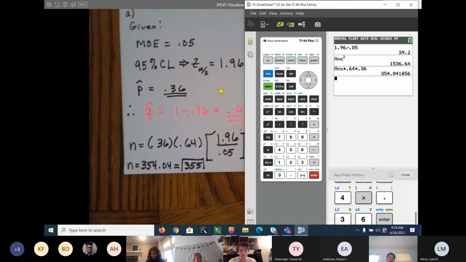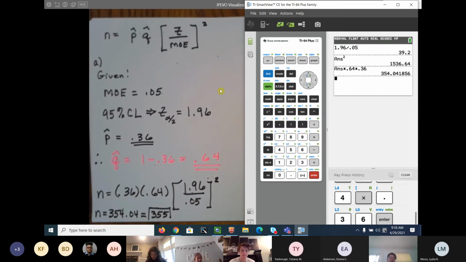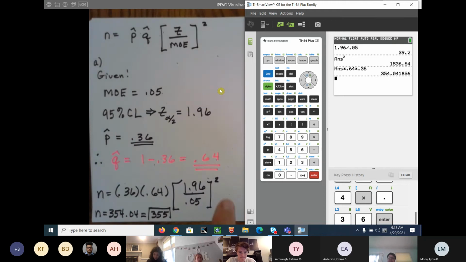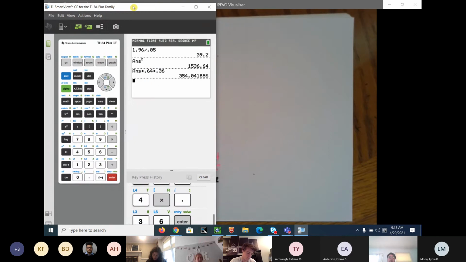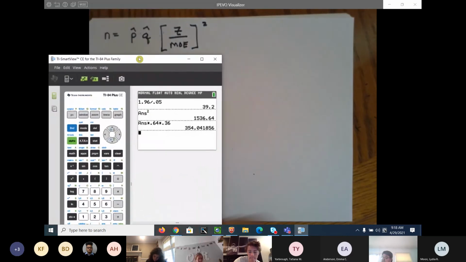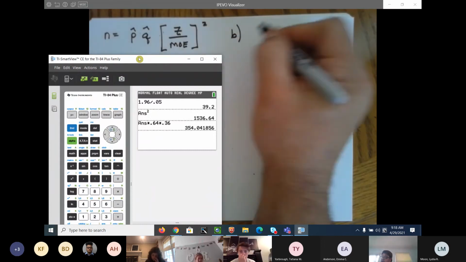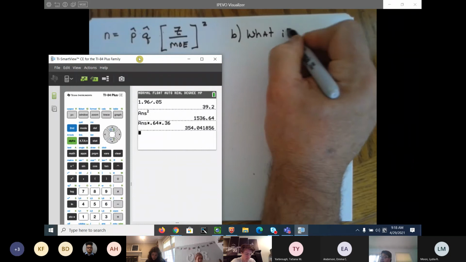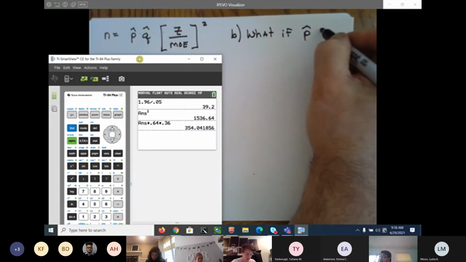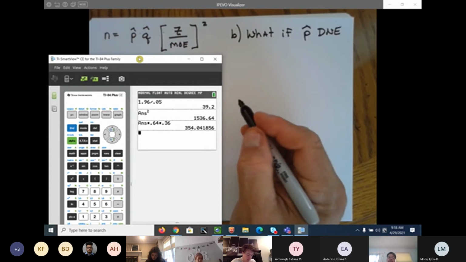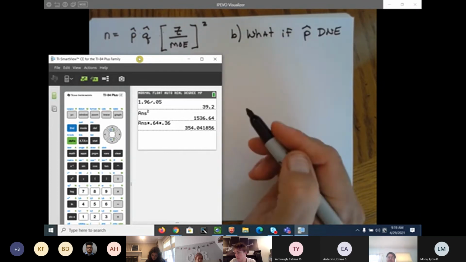Okay, now the second part of the question is going to be "not given P." So let's do that on this side, right here. So B is going to be: what if P hat does not exist? That's another way to write what they write, so that you can understand it.